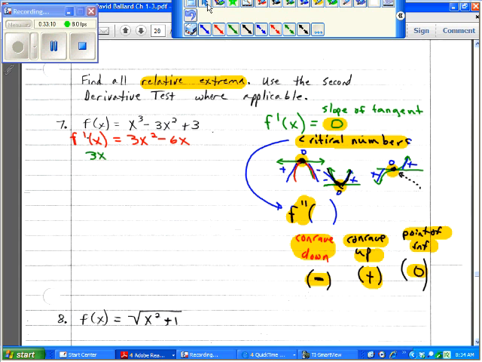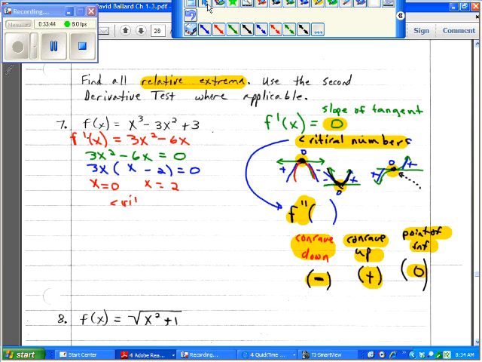So we're going to say 3x squared minus 6x equals 0, and we're going to find the zeros of that quadratic. To do that, we can factor out a 3x, and we have 3x times x minus 2 equals 0. Agree so far? So if we set those equal to 0, 3x equals 0, so x equals 0. X minus 2 equals 0, so x is equal to 2.